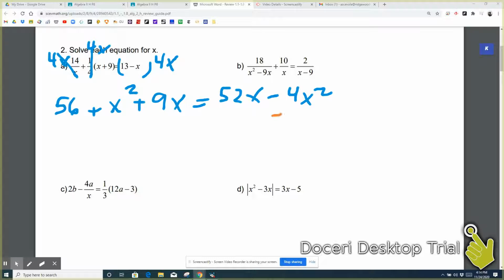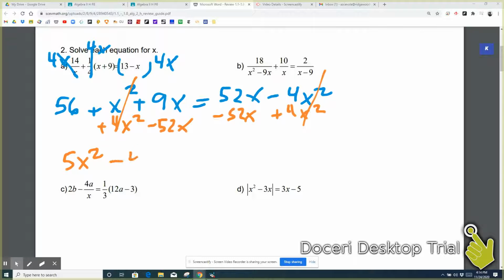So I'm going to get everything over on one side by adding 4x squared to both sides. So I get 5x squared, and subtracting 52x on both sides. So that's going to be negative 43x, and then plus 56 equals 0. All right, so now we have to factor this.